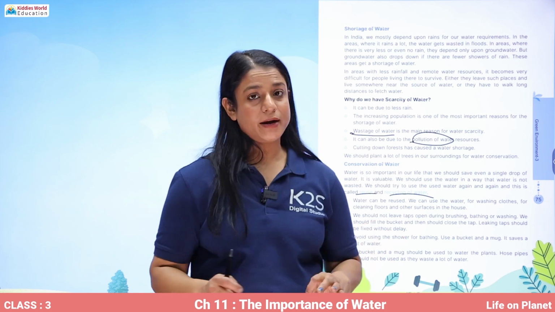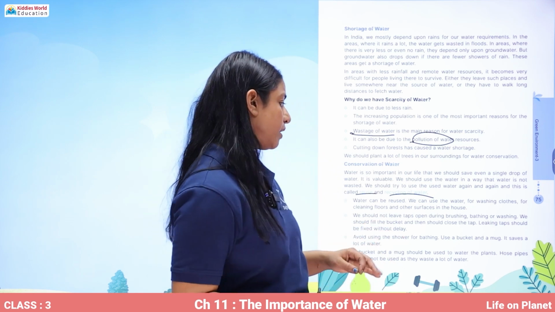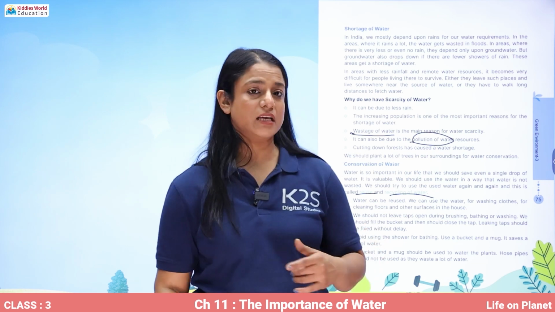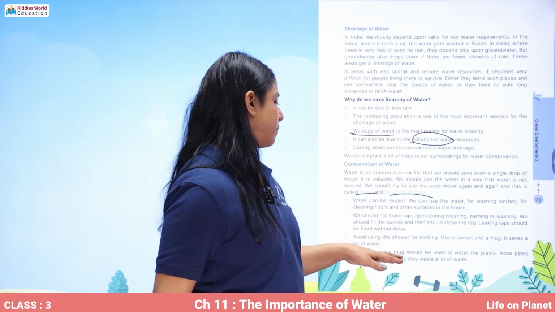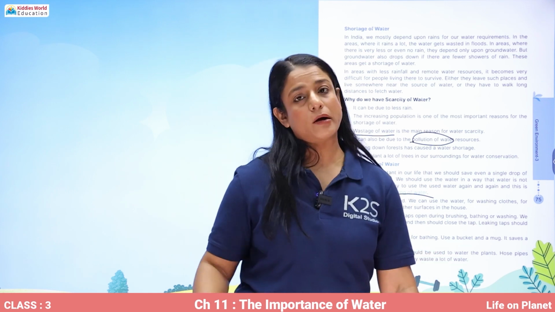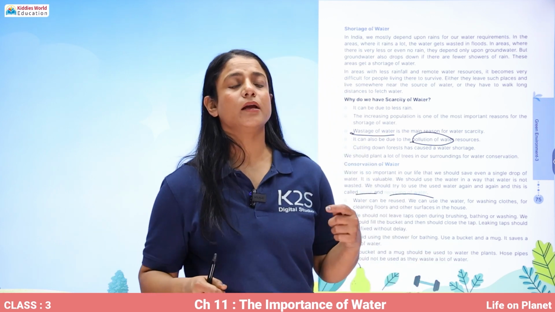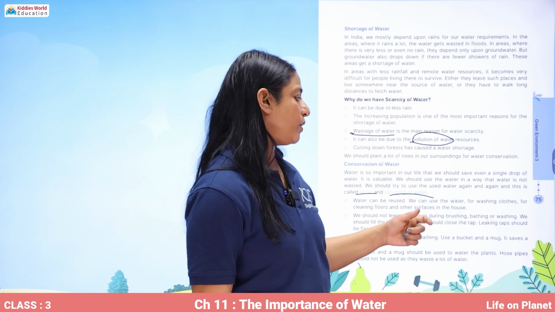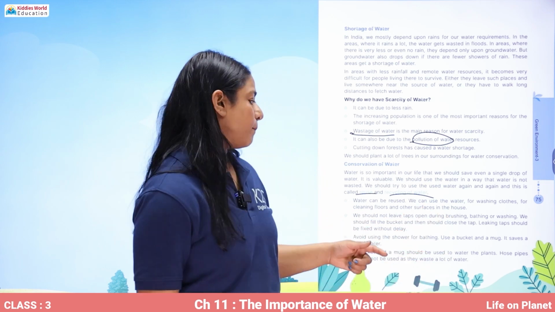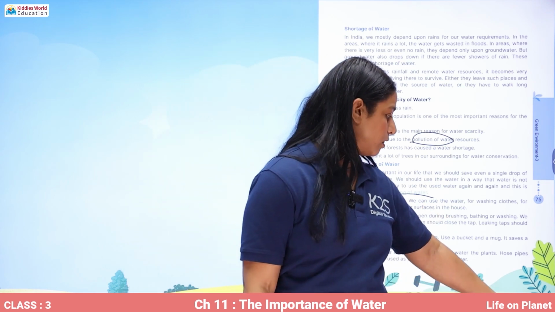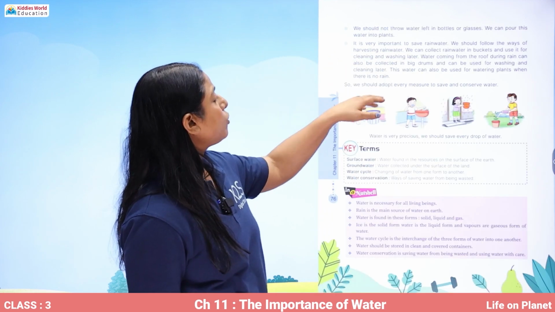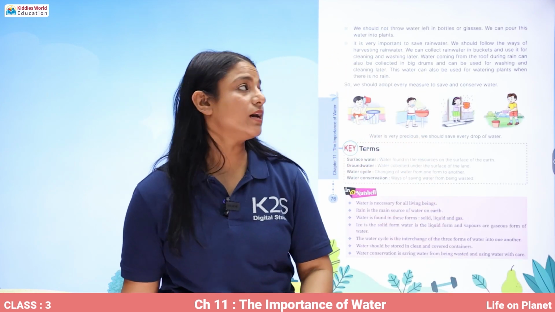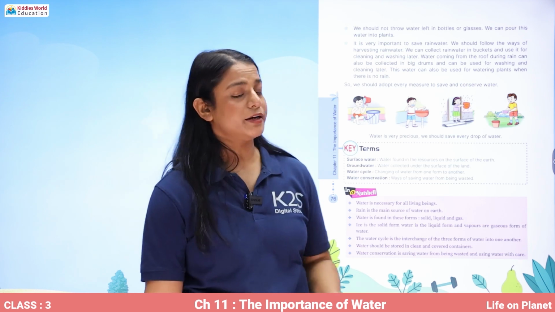Also, we should avoid using the shower during bathing, and it saves a lot of water. A bucket and a mug should be used to water the plants. They should not be watered with hose pipes, because that again wastes a lot of water. We should not throw away water left in bottles or glasses. We can pour this water into plants.